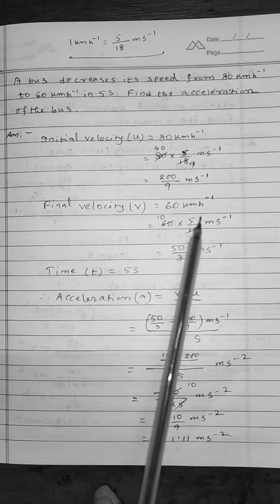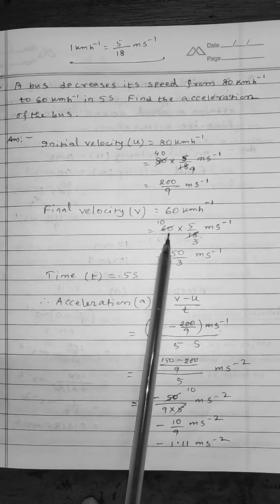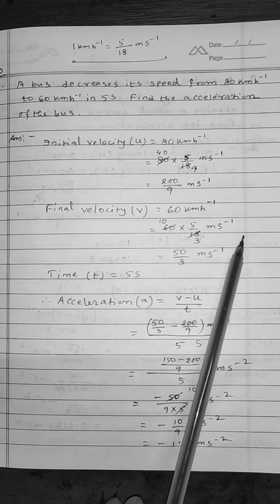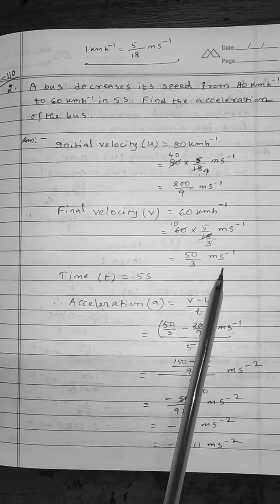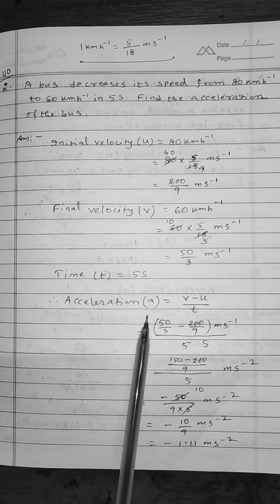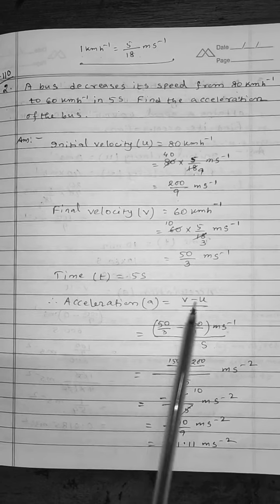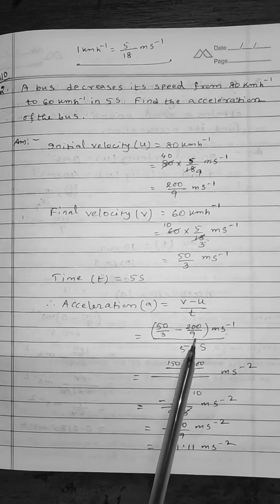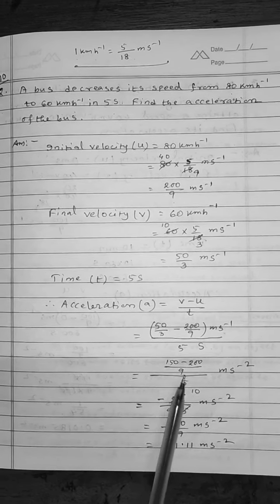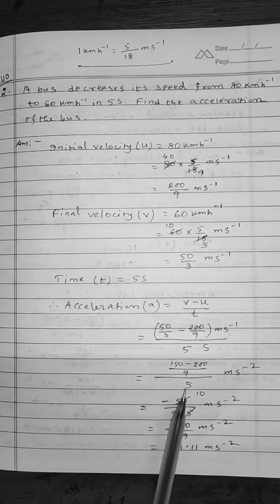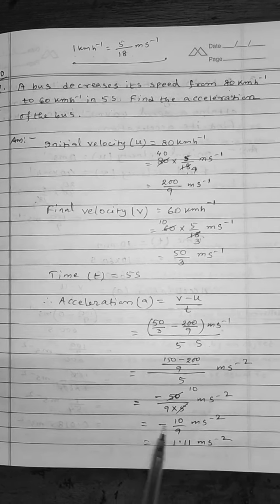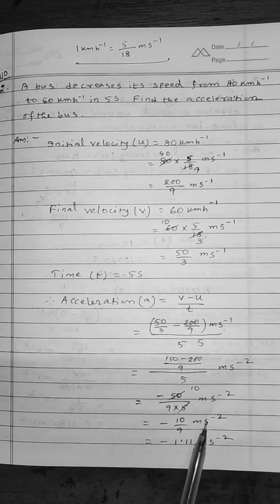Final velocity v is 60 km/h. We should multiply by 5 by 18 to change into m/s. After cancellation, it becomes 50 by 3 m/s. Time t is 5 seconds. Acceleration formula: a equals v minus u by t. So v and u should be replaced, and t goes downside. Here the LCM should be taken, 9. Upside, 150 minus 200 becomes minus 50. Both 9 and 5 are in the denominator. After cancellation, it becomes minus 10 by 9, and the unit should be m/s^-2.